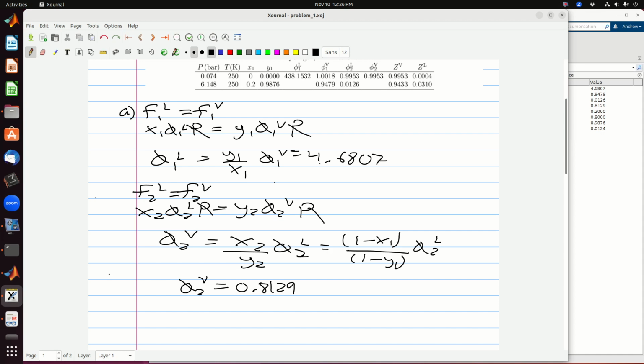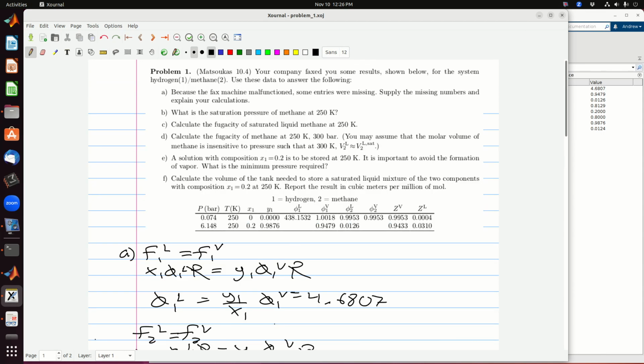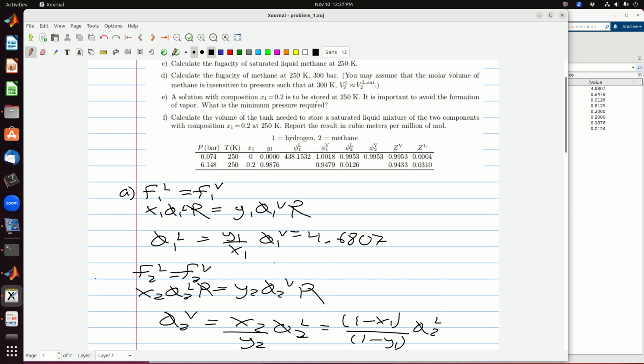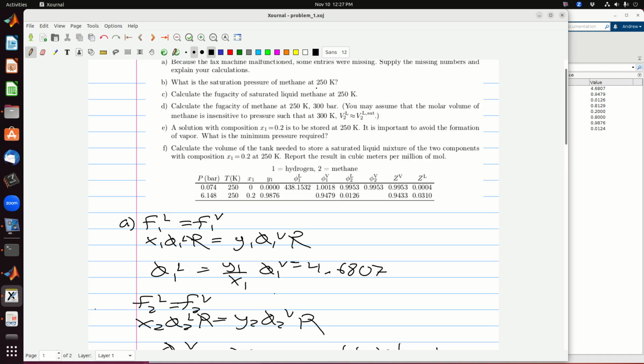Okay, so then if I look at what's next, there's A, I filled in the rest of the table. Then B, it says, what is the saturation pressure of methane at 250 Kelvin? Well, methane is component 2. So if I look at my first row, this would correspond to pure methane since X1 equals Y1 equals 0. Now the question though is, I want the saturation pressure. So this is pure methane, but is it pure methane at two-phase coexistence?